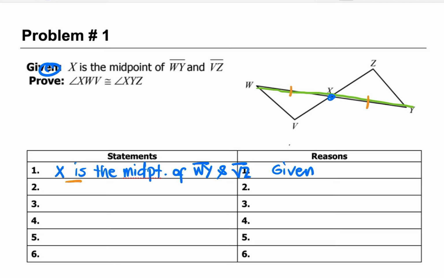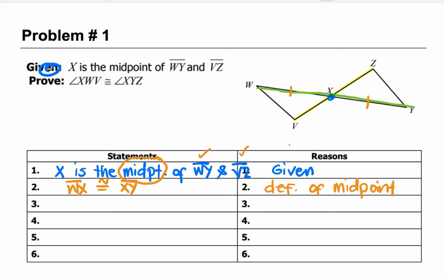So segment WX is congruent to segment XY, which simply means that these two sides of the triangles have equal measurements. So our reason for that is this word right here. The word midpoint is going to explain this concept. So we say definition of midpoint. And we have used segment WY. So then this time we are going to use VZ. And VZ is this segment.